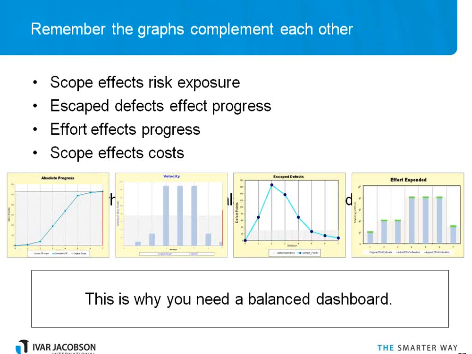Okay, so that's a number of the measures across the things. We tended to look at those because of their relationship. The graphs complement each other. Scope affects risk exposure. If I get rid of certain risky requirements, I might be able to bring my risk profile down. Okay. Escape defects affect progress. Effort affects progress and velocity. Scope affects costs, etc. This is why you need to think about and have some balance on your dashboard.